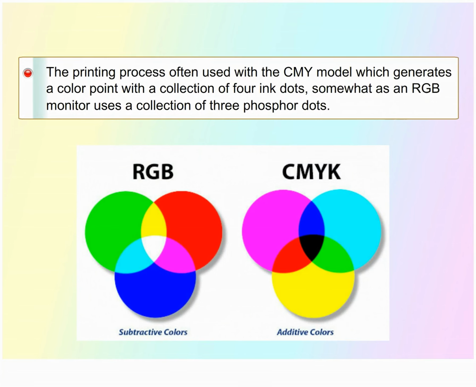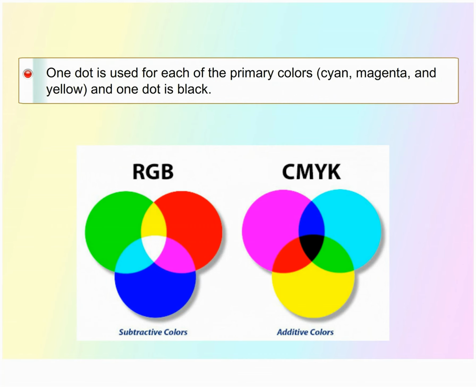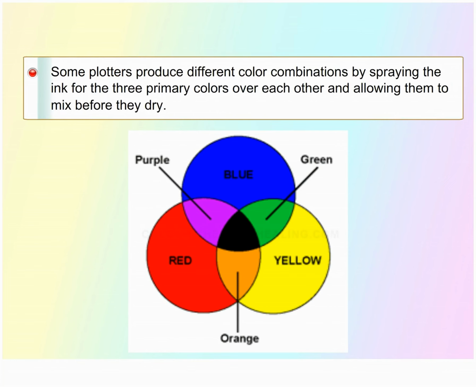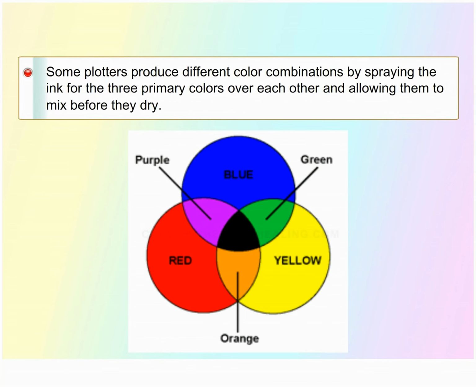The printing process often used with the CMY model generates a color point with a collection of 4 ink dots, somewhat as an RGB monitor uses a collection of 3 phosphor dots. One dot is used for each of the primary colors, cyan, magenta and yellow, and one dot is black. A black dot is included because the combination of cyan, magenta and yellow inks typically produces dark gray instead of black. Some plotters produce different color combinations by spraying the ink for the 3 primary colors over each other and allowing them to mix before they dry.